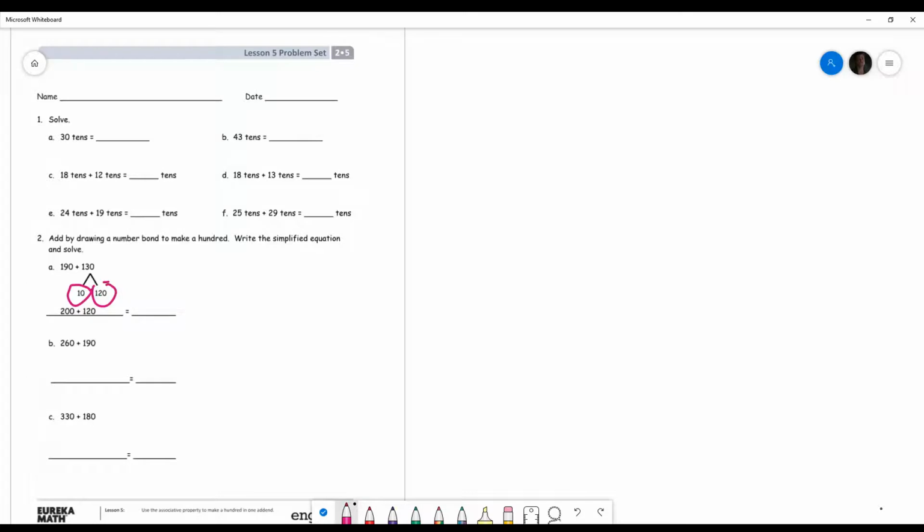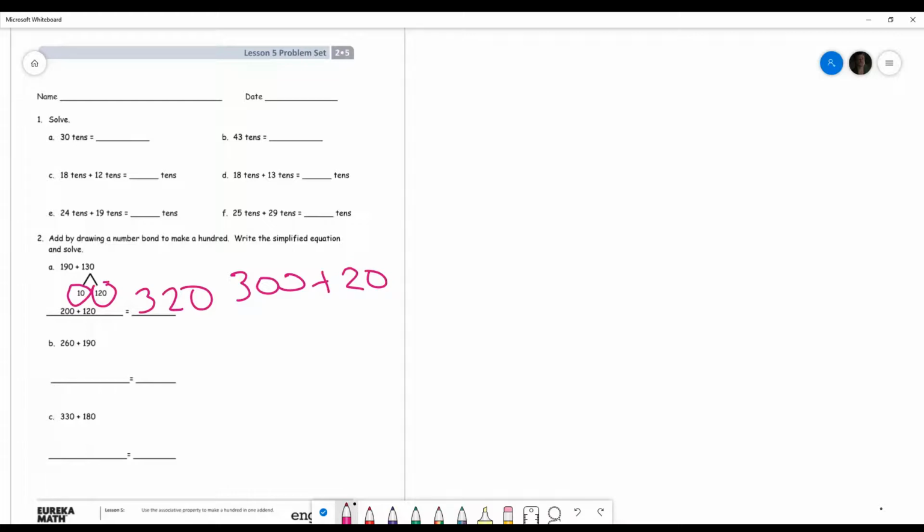190 plus 10 equals 200, plus 120. So now you can solve that. And you could do that by breaking out the 100s, right? 200 plus 100 is 300. And then you have 20 left. So your answer is 320.